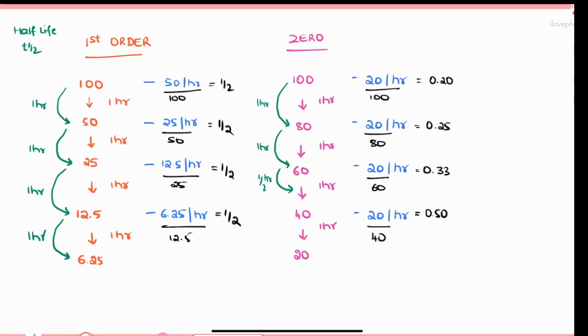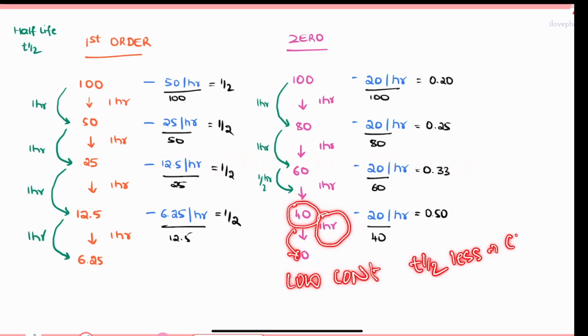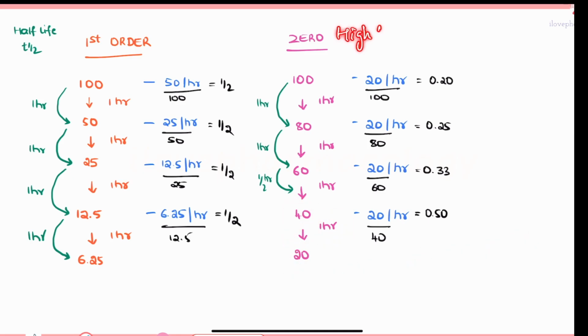So for example, this is at the higher concentration. When we take a lower concentration, that is the 40, when compared to the 100 molecule, it is a lower concentration. For it to reduce to 50%, it is taking only 1 hour. So that means at the low concentration, T half will be less and clearance will be more. Whereas at the high concentration, what happens to the T half? T half will be more and clearance will be less. So these two things you need to remember.